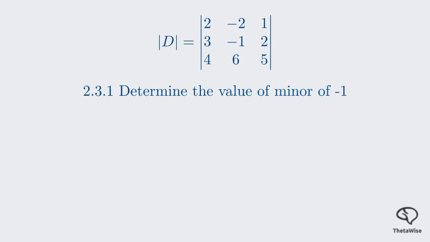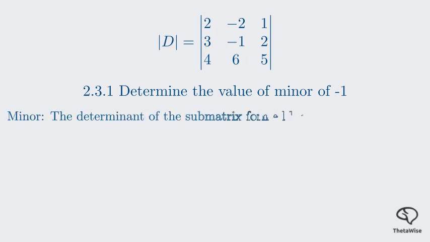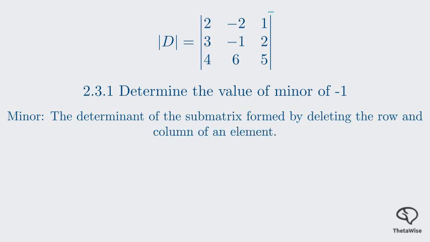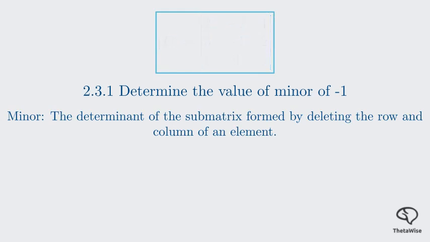Let's start by defining what a minor is. The minor of an element in a determinant is the determinant of the smaller matrix that remains after deleting the row and column of that element. This definition means that to find the minor of -1, we first need to locate -1 in our determinant. -1 is in the second row and second column. Now we delete that entire row and column. The elements that remain form a 2 by 2 submatrix.